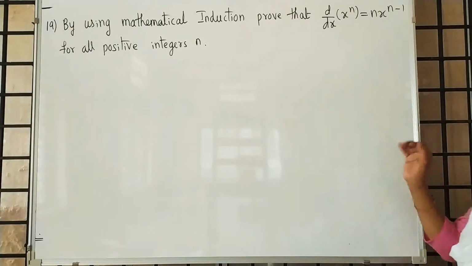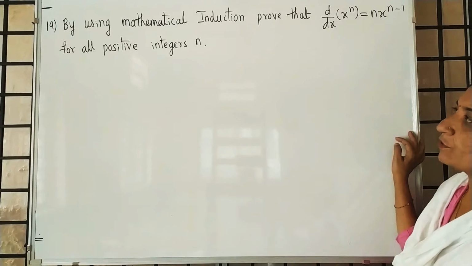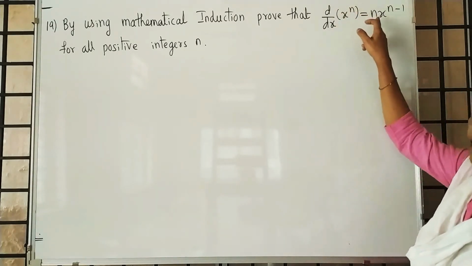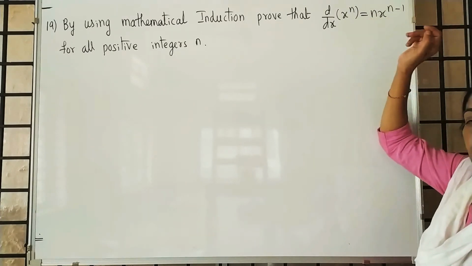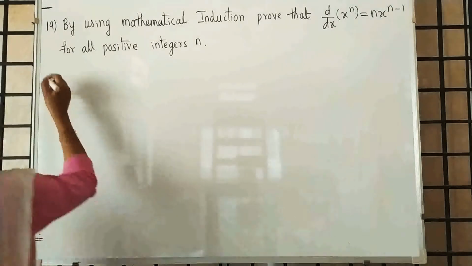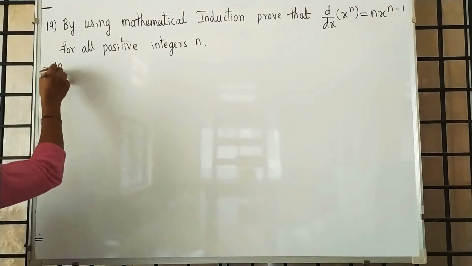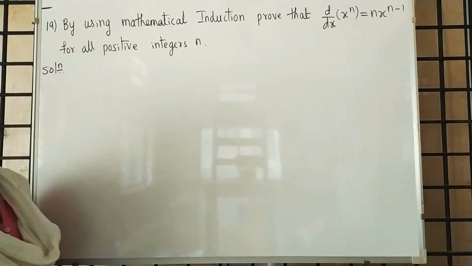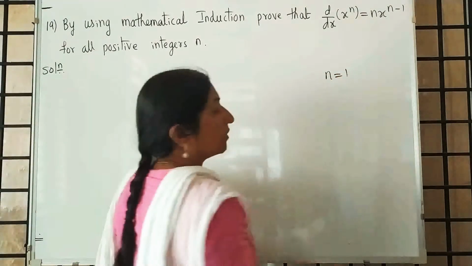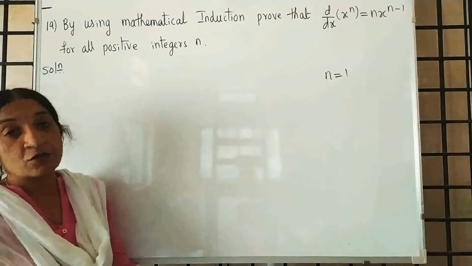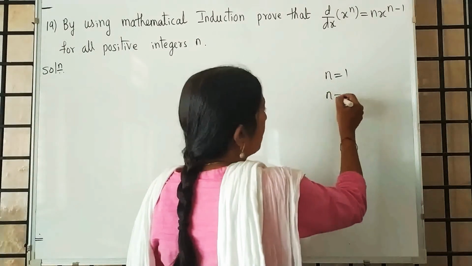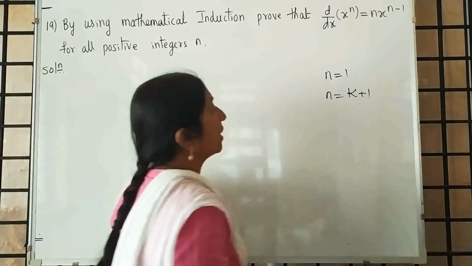So moving to the next question, question number 19. By using mathematical induction, prove that differentiation of x raised to n is equal to n into x to the power n minus 1. Already you are familiar with this derivation. We have to prove this by mathematical induction. In the first day you are studying what is mathematical induction. We are proving first for n is equal to 1. Then we are assuming that the result is true for n is equal to k. And next we are proving that the result is true for n is equal to k plus 1.